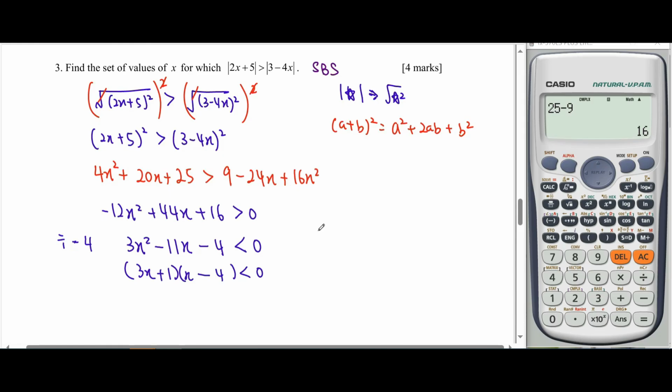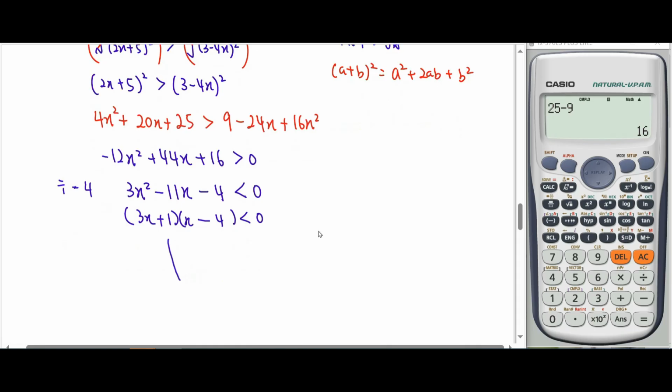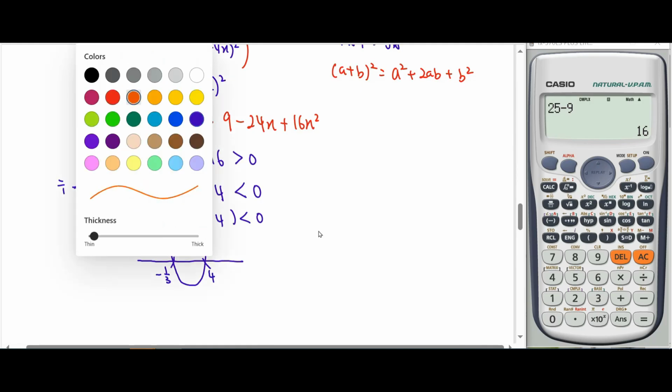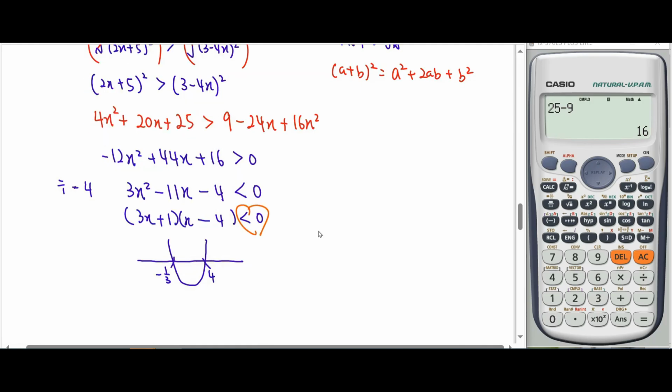So our next step, after we factorize, is drawing the graph. We use the quadratic graph method. Our roots are arranged in order, the smaller value at the left hand side, the bigger value at the right hand side. When you have less than 0, it means the region below the x-axis, the negative region. So that region is your answer: negative 1 over 3 is less than x, and then less than 4.